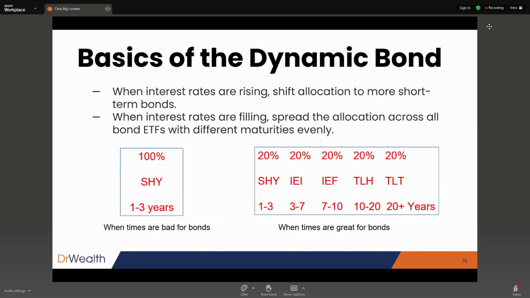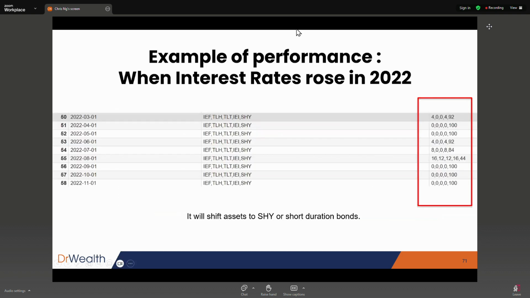What it does is that when interest rates are rising, we shift our allocation to short-term bonds, the bonds that return your capital within a year to 3 years. But when interest rates are falling, we will spread our allocation across different bonds with different maturities. So you need a computer program to actually perform the allocation for you. When interest rates were rising in 2022, it would shift its assets automatically to short duration bonds.